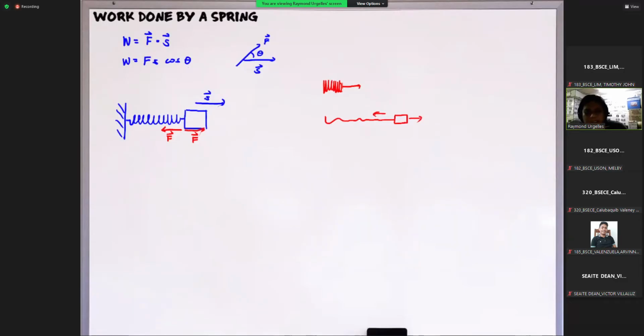Pero kadalasan ang kino-consider natin dito is yung positive component, which means we are considering this force here. Kino-consider na lang natin siya depende dun sa position ng object natin with respect to the spring. Pag pinasok natin dun sa equation ng work, basically the differential work will be given by F times dx or ds, okay? Nakuha ba? Again, this will be our differential work.